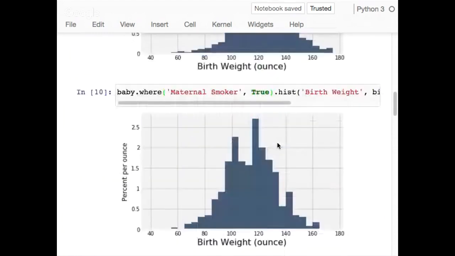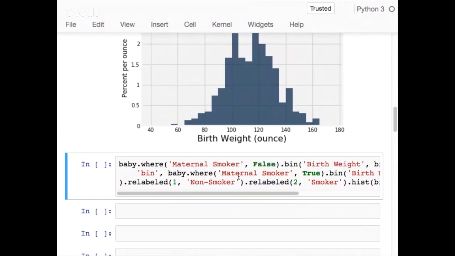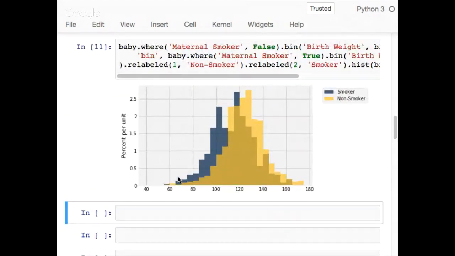I also have a cell here that draws them both on the same histogram. It's a little bit more complicated, so I'm not typing it in right now, but I'm just going to draw it. We can see here that the blue are baby weights for smokers and yellow are baby weights for non-smokers. So we take a look at that.